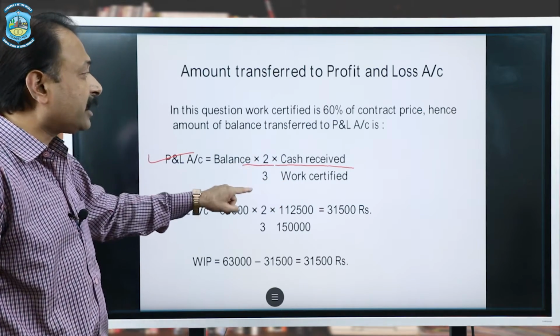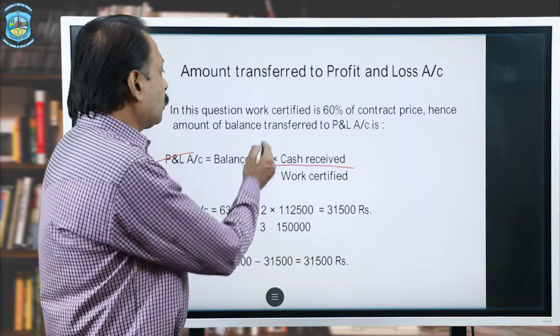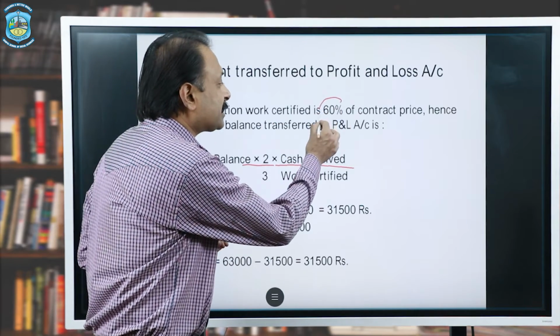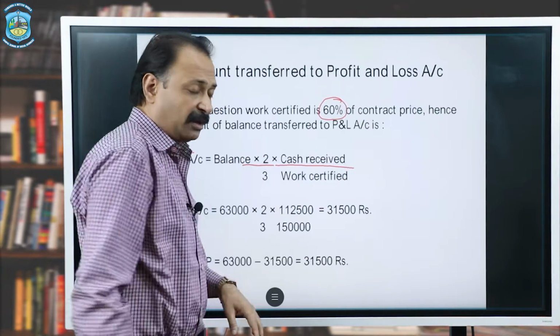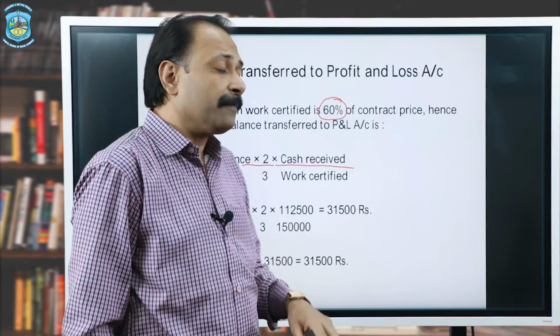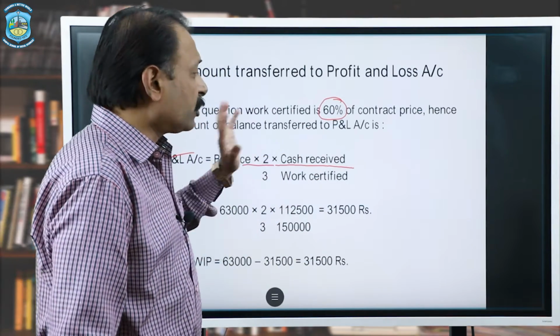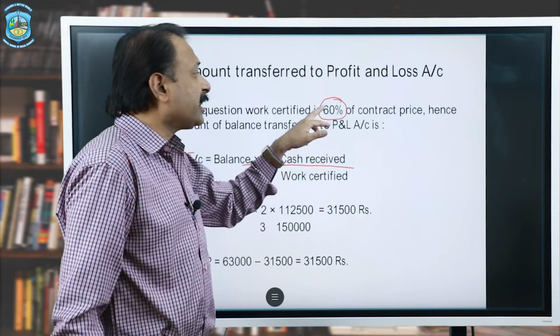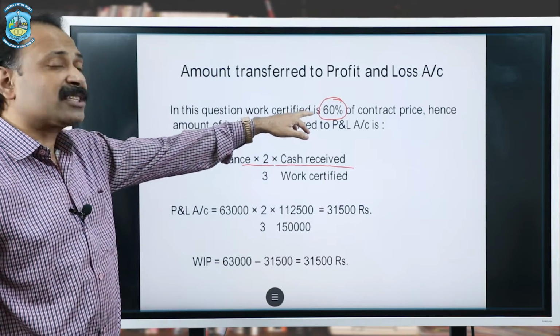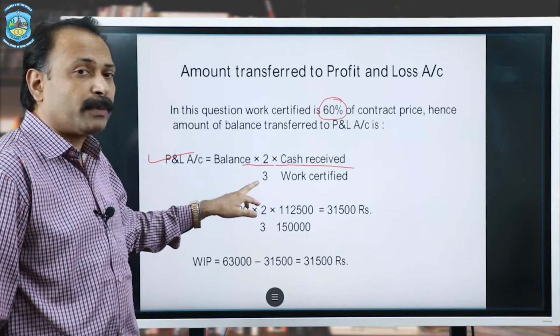Why are we using 2/3? Because the work certified amount is 60% of the contract price. If it is less than 50%, in place of 2/3, we are going to take 1/2 according to the formula. So in this question, the information given is 60%. That is why we are using 2/3.